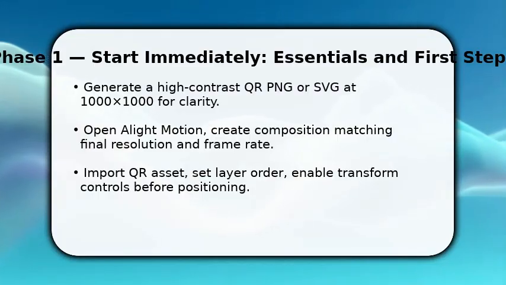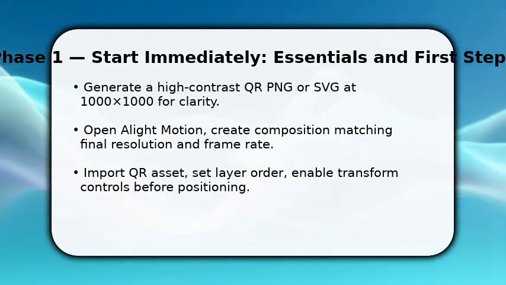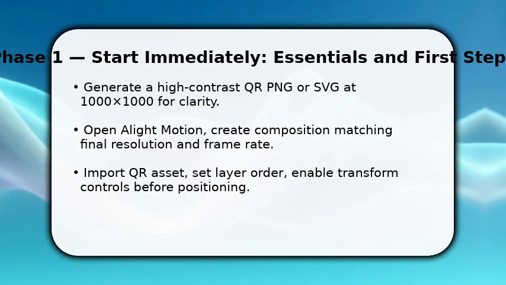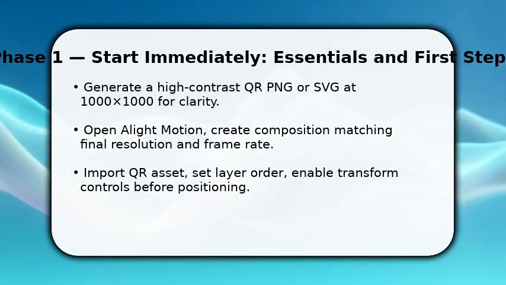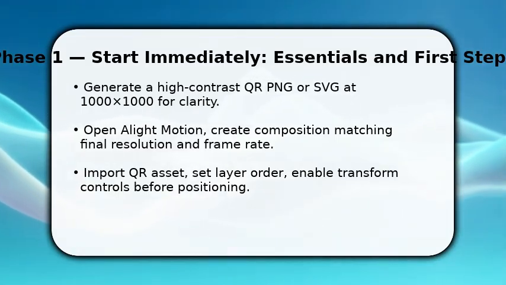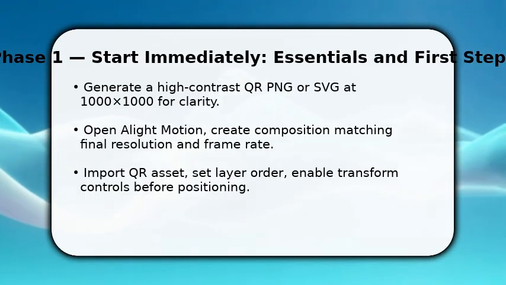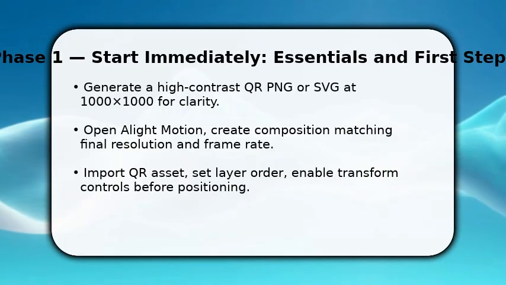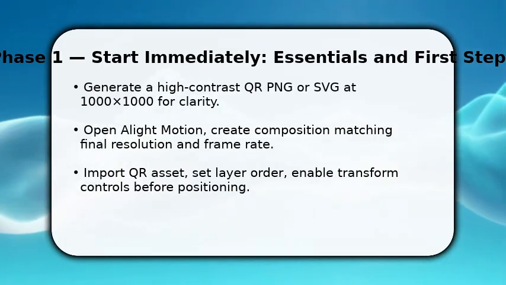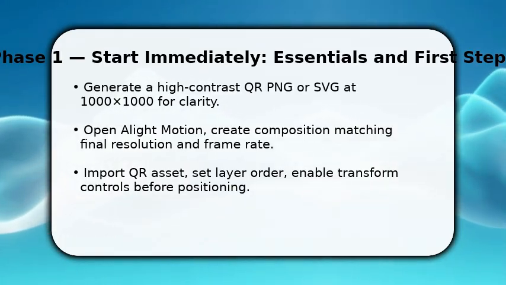You start by preparing a crisp QR image at high resolution. This matters because scanning fails with blur. Once you have the PNG or SVG, open Alight Motion and create a composition that matches your final output size and frame rate. Then import the QR asset and place it on its own layer near the top of the stack so you can see placement.